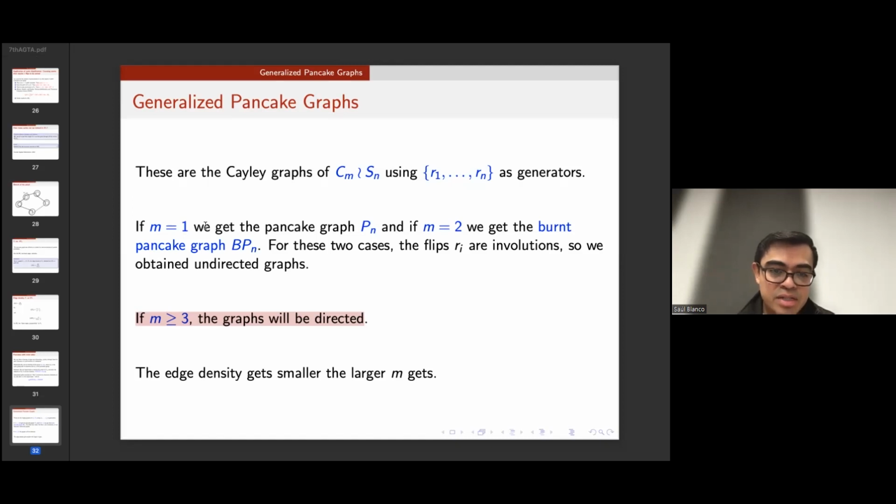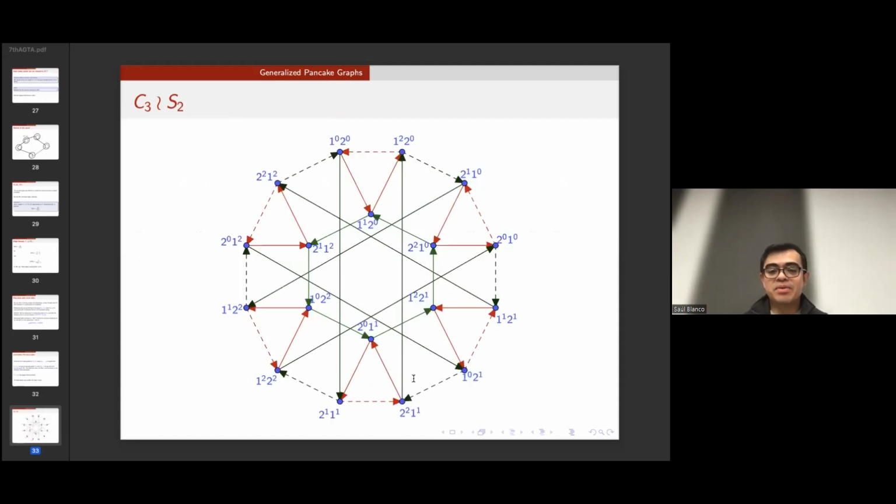And also, it's true that the edge density gets smaller as m gets larger. So again, there will be fewer relative edges for larger m. And these are some examples. I mean, such beautiful graphs. This is for sequences with 3 signs and 2 characters. And you can see all these beautiful symmetries.